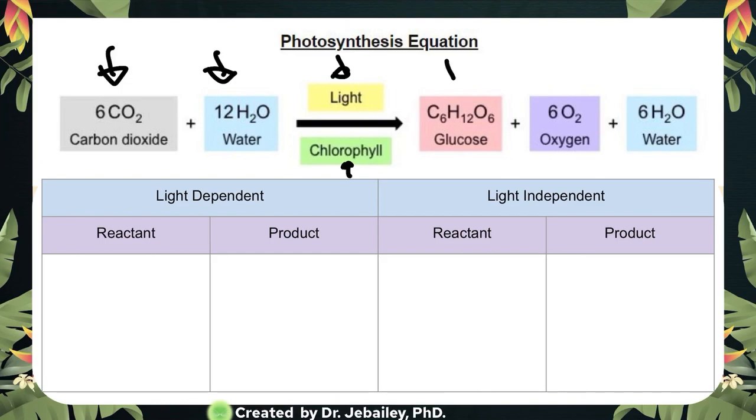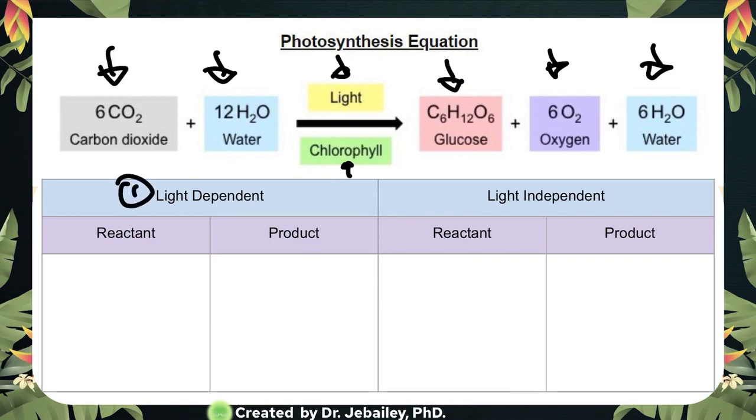And what do you make in the end? You make glucose, some oxygen release, and some water, right? That's the full photosynthesis equation. But that equation is a summary of two reactions, and I'm going to show you here how each one works. So let's start with the light dependent, which is the first reaction.